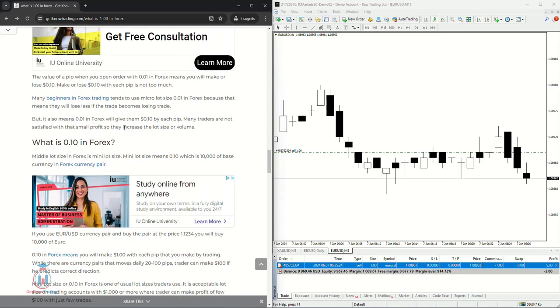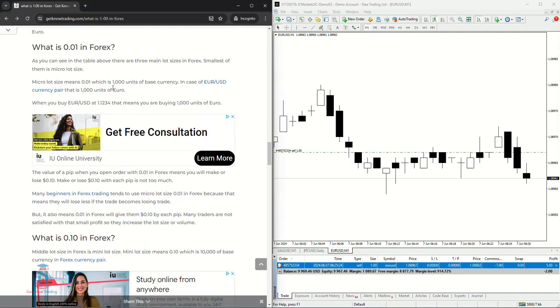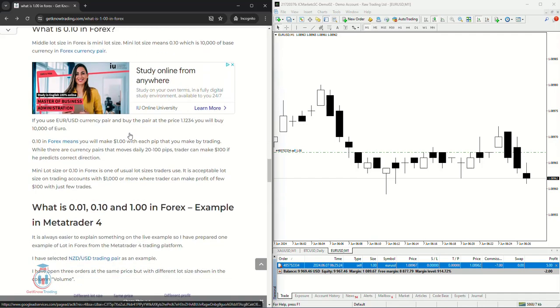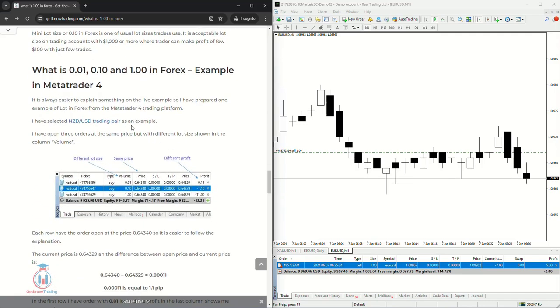Now, if you would like to read more about the details, what is 0.1, what is 0.01, here are the examples inside this article where you can read more details. Here I have put one example with a New Zealand dollar against the US dollar with different lot size at the same price, but you can see what is the different profit.